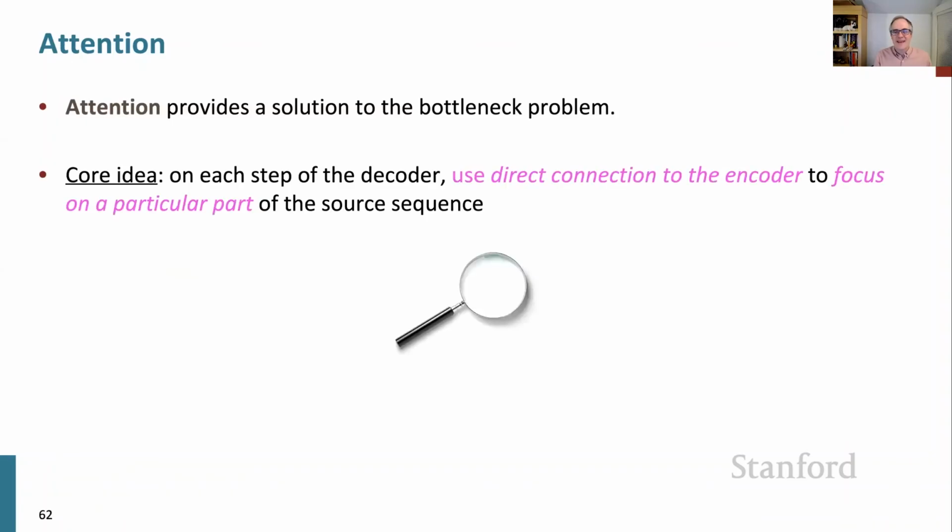So the core idea is that on each step of the decoder, we're going to use a direct link between the encoder and the decoder that will allow us to focus on a particular word or words in the source sequence and use it to help us generate what words come next. I'll just go through now showing you the pictures of what attention does, and then at the start of next time, we'll go through the equations in more detail.